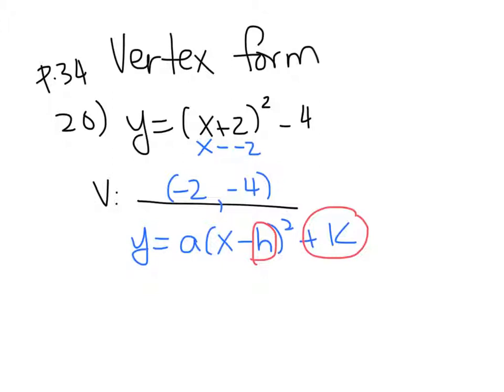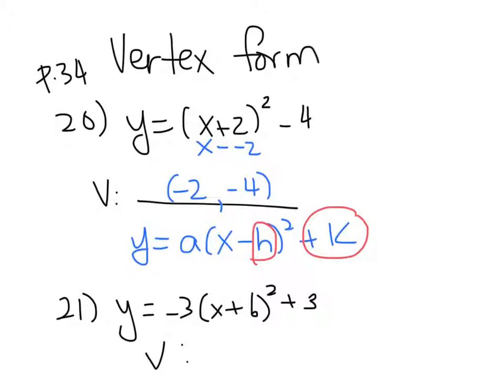So now let's take a look at question number 21. And y is equal to negative 3 times (x plus 6) squared plus 3. So what is the vertex on this one then? Ready? Go. What is the vertex on this one? There's nothing to copy. It's all in your textbook.